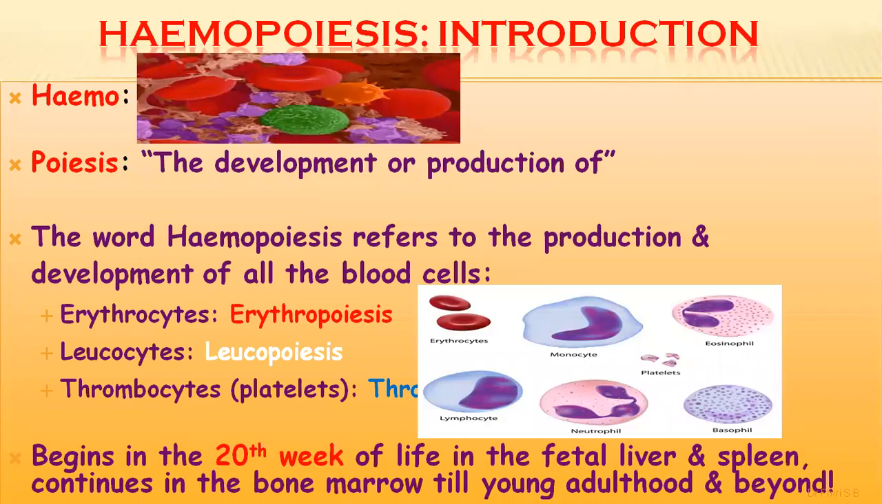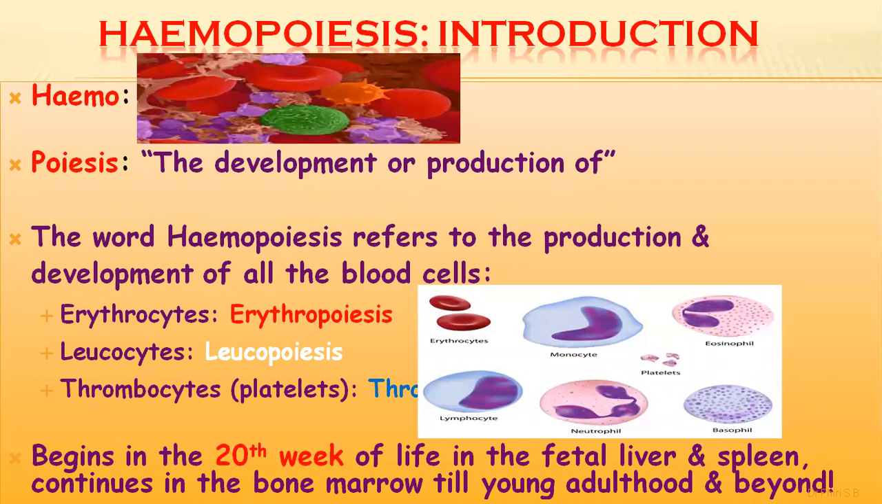When you're talking of hemopoiesis, it begins in the 20th week of life in the fetal liver and spleen. Within the fetus, you have organs that are developing, and one of the organs that develops early is the liver and the spleen, because they are responsible for the production of blood cells in a fetus. But before it became a fetus, it started as an embryo. Within the embryo, other structures are responsible for production of blood cells, mainly the yolk sac, where you have the initial development of blood cells.